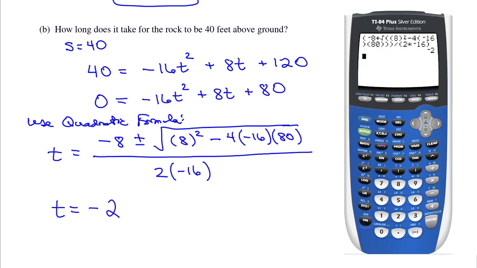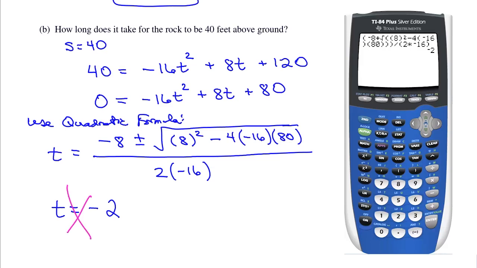This answer doesn't make any sense because it would indicate that we went back in time, and this model measures the height of the rock after we release it, which is time equals 0. So we have to discard t equals negative 2.